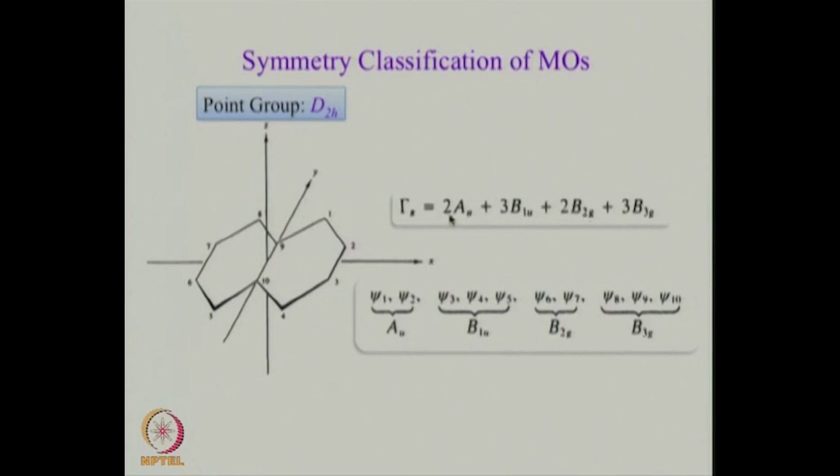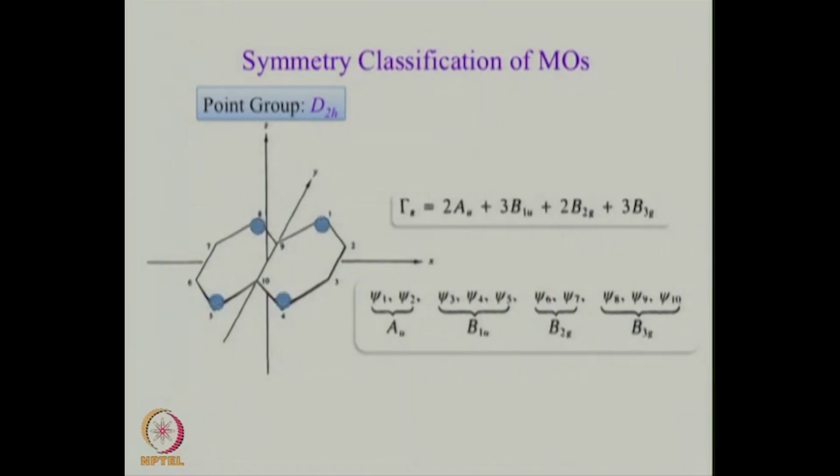So, how many in all? 2 plus 3 is 5, plus 2 plus 3, 10. Total 10 irreducible representations, and that is how it has to be, right, because there are 10 orbitals after all. So, just for the sake of convenience, we will say that psi 1 and psi 2 have AU symmetry, psi 3, psi 4, psi 5 have B1U symmetry, psi 6, psi 7 have B2G symmetry, psi 8, psi 9, psi 10 have B3G symmetry, right.